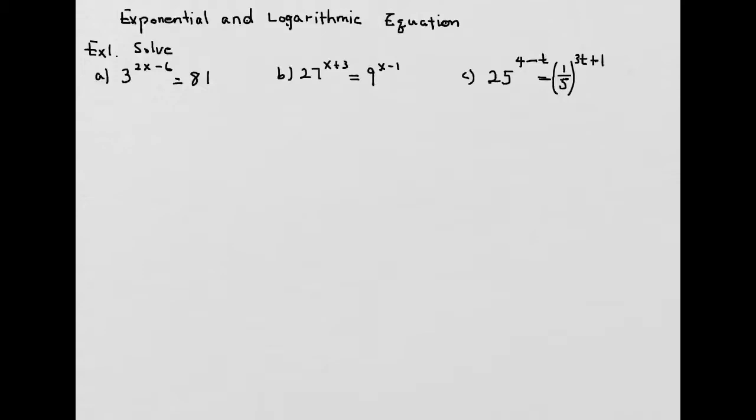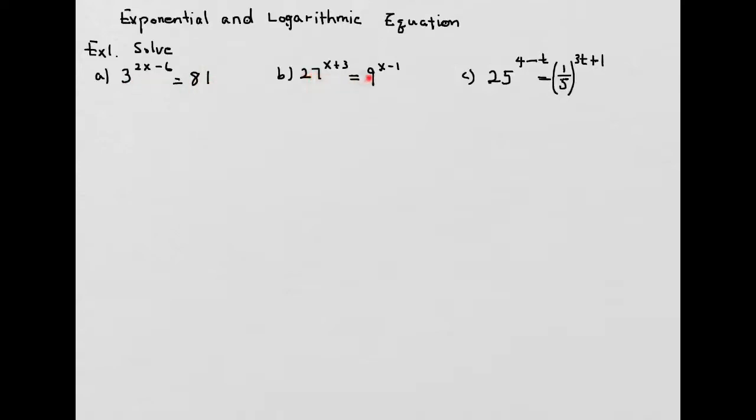This is the first type of exponential equation that we're going to deal with. Example 1 will show you all types of exponentials where you can make the same base. So for example here, 3 and 81, I can make the same base. 3 to the 4th exponent is 81, so I can make the same base.